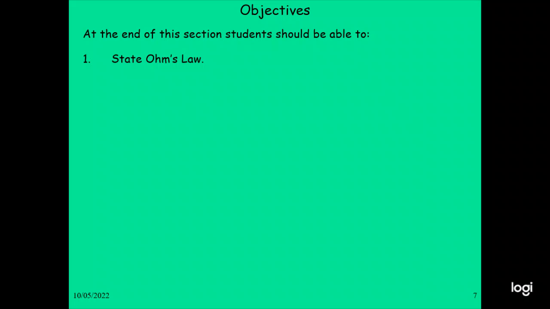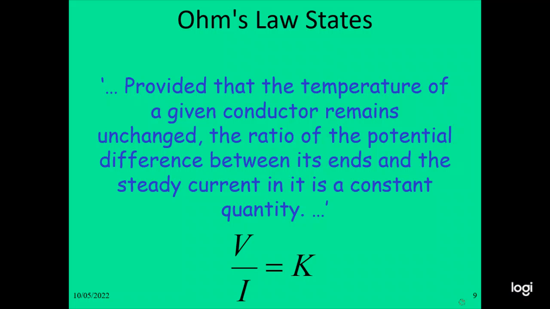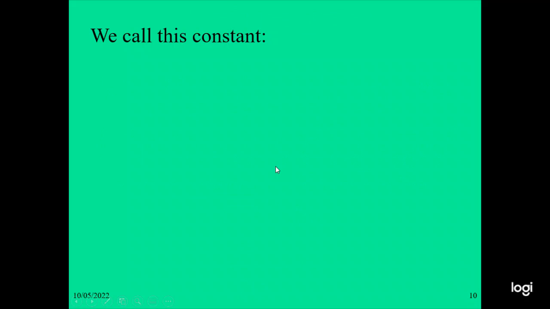At the end of this session, students should be able to state Ohm's law, use Ohm's law to calculate the voltage, current, and resistance in a simple resistive circuit, and define the terms associated with the electrical circuit. Ohm's law states that, provided the temperature of the given conductor remains unchanged, the ratio of the potential difference to the steady current is a constant quantity. So V by I is constant.